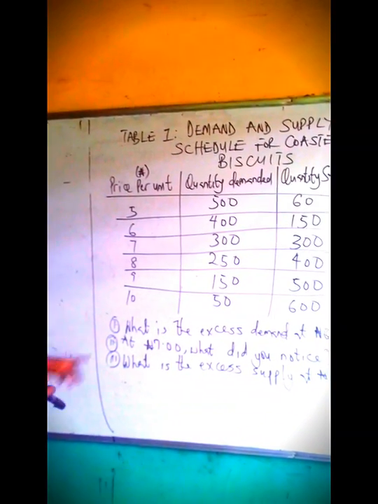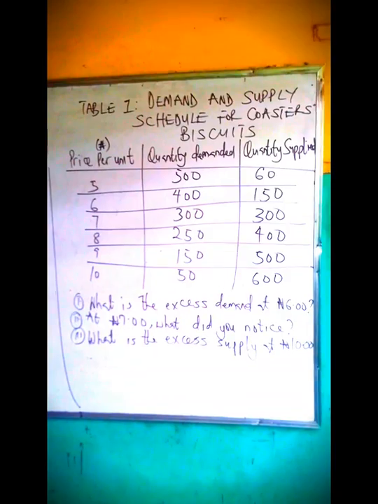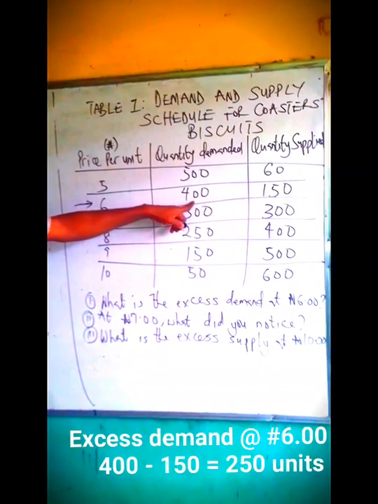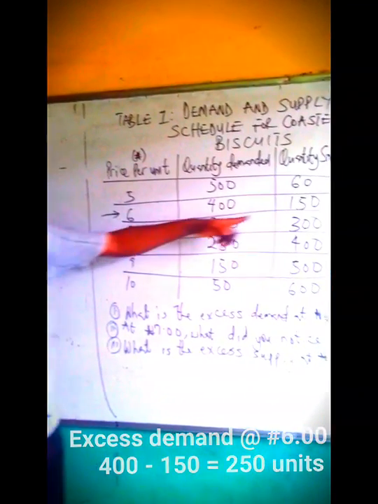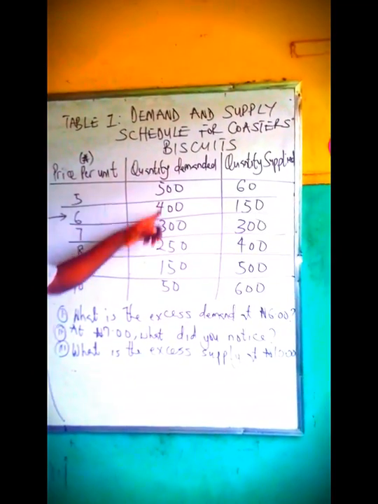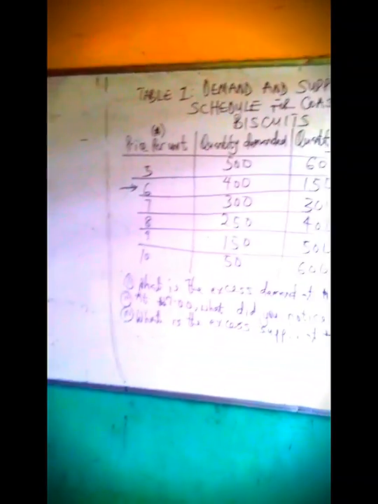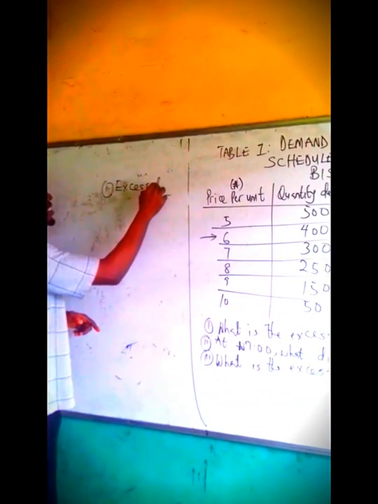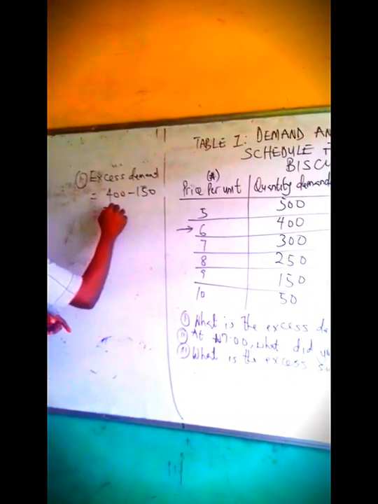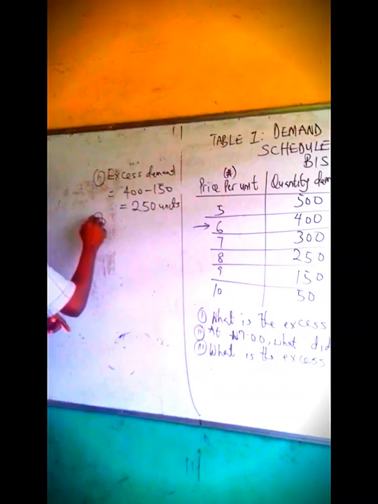From this table, the question now is what is the excess demand at 6 naira? At 6 naira, the quantity demanded is 400, and the quantity supplied is 150. By what amount is quantity demanded higher than quantity supplied at 6 naira? The excess demand will be 400 minus 150, that's 250 units. As simple as that.